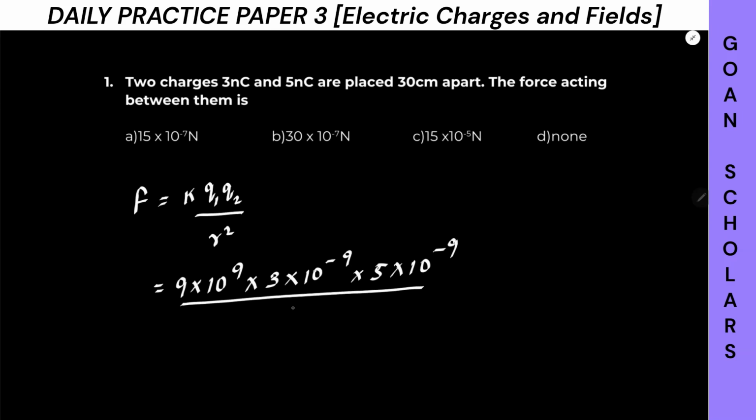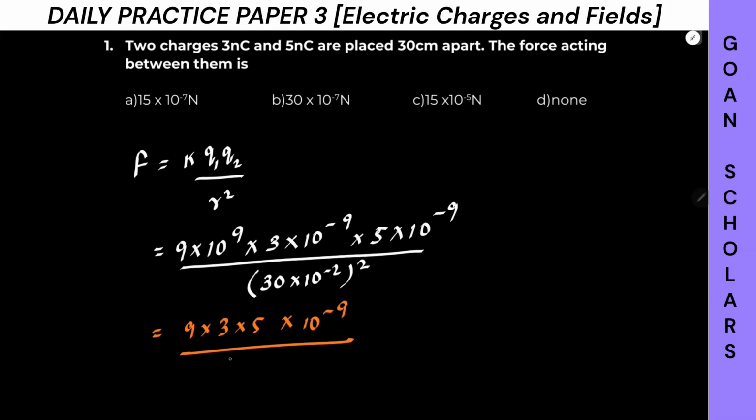What's the separation between the two charges? 30 centimeter. So 30 into 10 to the power minus 2 whole square. Sir, why 10 to the power minus 2? Because it's in centimeters. You have to convert it into meters. Okay, so let's expand it. This will be 9 into 3 into 5. Let's separate the power, 10 to the power minus 9. 9 cancels, you're left with single 9, whole divided by 30 square.